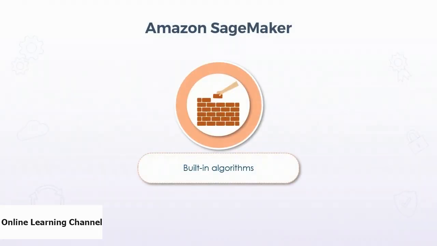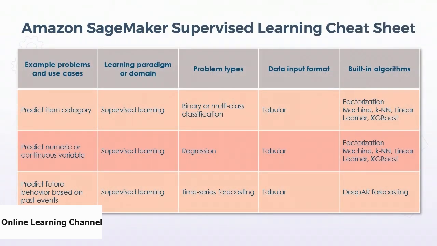In this video, let's look into Amazon SageMaker. Amazon SageMaker provides a suite of built-in algorithms to help data scientists and machine learning practitioners get started on training and deploying machine learning models quickly. Here's a quick cheat sheet for Amazon SageMaker supervised learning. The algorithms that are present as built-in algorithms for predicting item categories are factorization machine, KNN, linear learner, and XGBoost. Similarly, for predicting a numeric or continuous variable, you have factorization machine, KNN, linear learner, and XGBoost, which is very similar to predicting item category. If you have to predict future behavior based on past events, you have DeepAR forecasting, which is available as part of Amazon SageMaker.